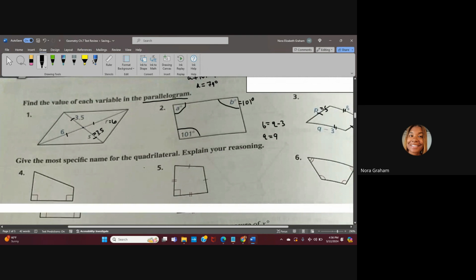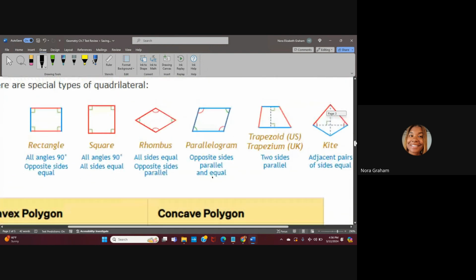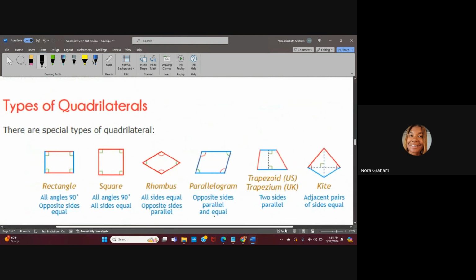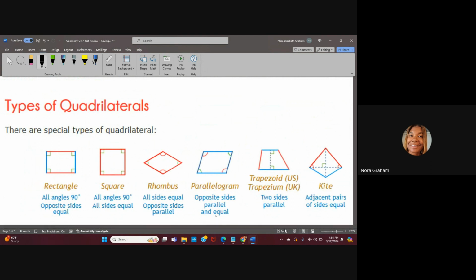For this one, it says, give the most specific name for the quadrilateral, explain your reasoning. All right, so there's going to be different types of quadrilaterals, and I will show you those types right now. You guys can go ahead and put this one in your notes or take a screenshot and put it in your notes because it's very useful. It helps you memorize them or kind of understand what they are. So we have a rectangle, square, rhombus, parallelogram, trapezoid, and a kite. And then in blue, it says their characteristics and why they are such a quadrilateral, okay? So I'm going to use this chart to help me solve 4 through 6.